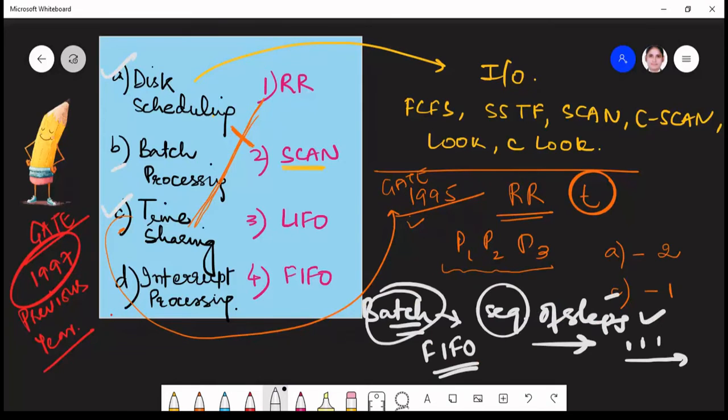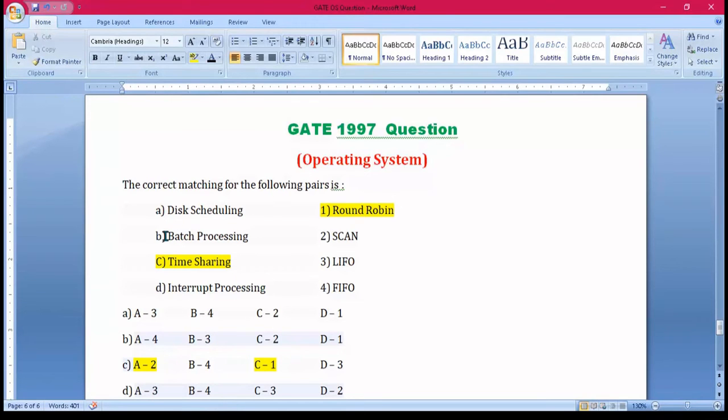Now let's go to the options and see. For option B, the answer is going to be 4. Again, you can see the answer is matching with our option C. The last item left here is interrupt processing, and for interrupt processing, obviously the answer is going to be D, that is 3. So here the answer is LIFO.